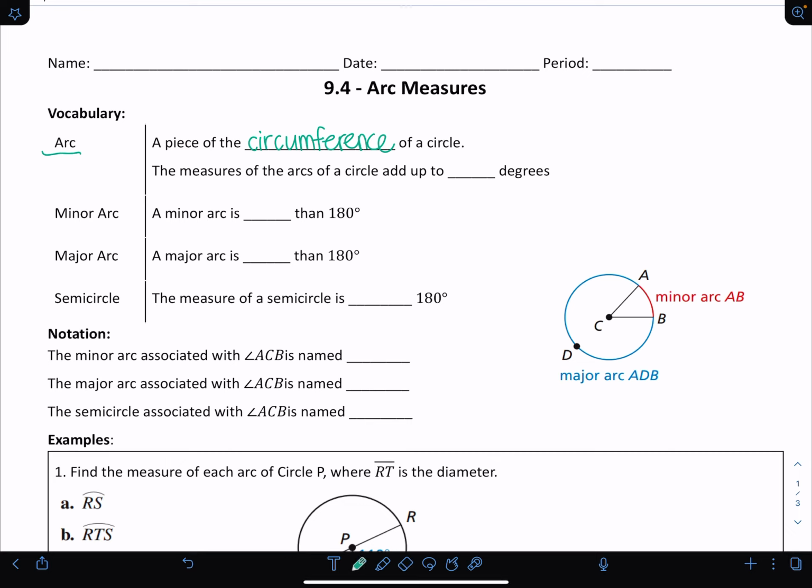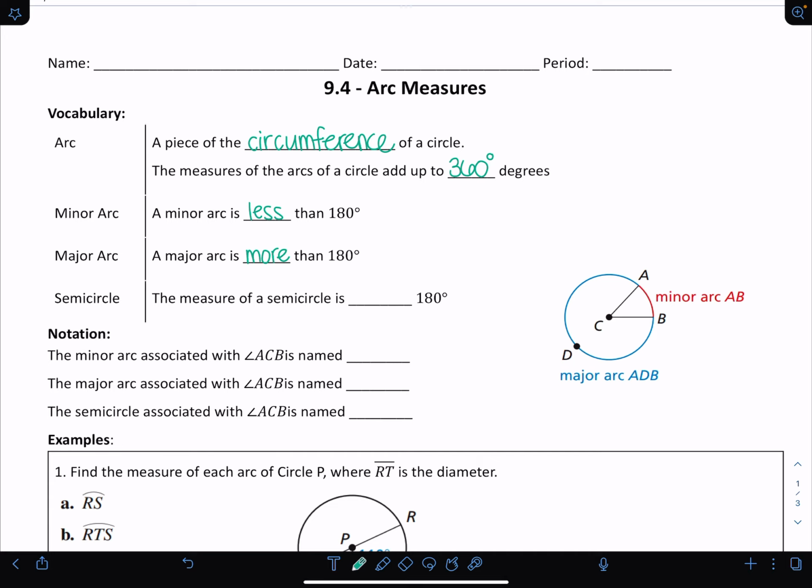The measures of the arcs of a circle always add up to 360 degrees. That's how many degrees there are in a full circle. A minor arc is what we call something that is less than 180 degrees, and a major arc is something that is more than 180 degrees.